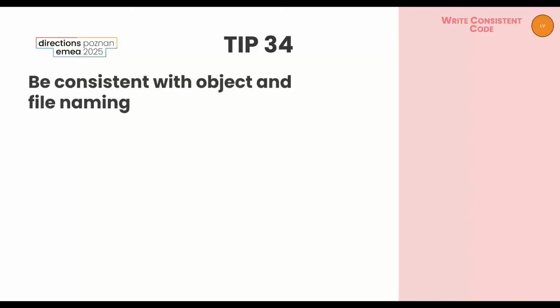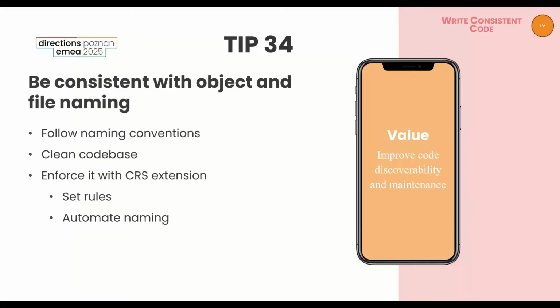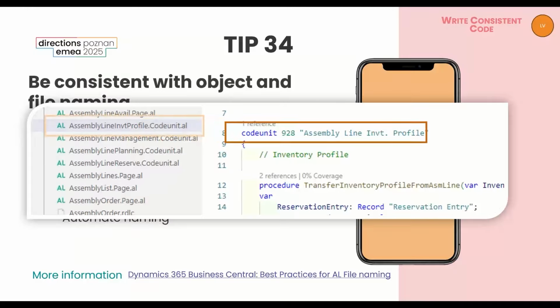If you click through it, Milan, so follow file naming conventions. And for example, use the CRS extension to help you do that. You can set up settings.json to get this always executed when you're creating a new project, creating new objects in an existing project. Improve your code discoverability and maintenance. If you go to the next small example from standard, this is the file name from the file. And if you click next one, you can see it relates to the name of the object that's inside.